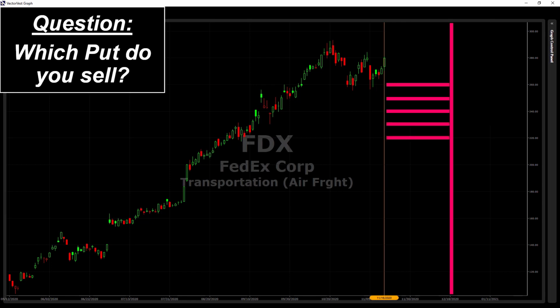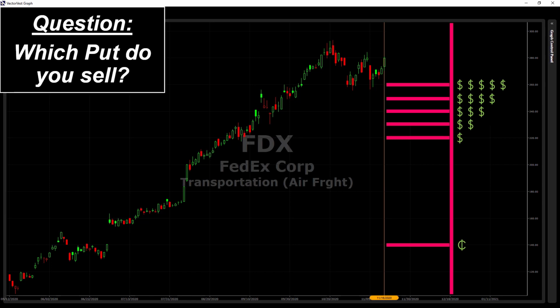Or what about this one way down here? Well, the puts have prices. This put up here might be, let's say, $5 worth. This one 4, 3, 2, 1. And this one way down here, well, that might not even be a dollar. It might only be worth cents.